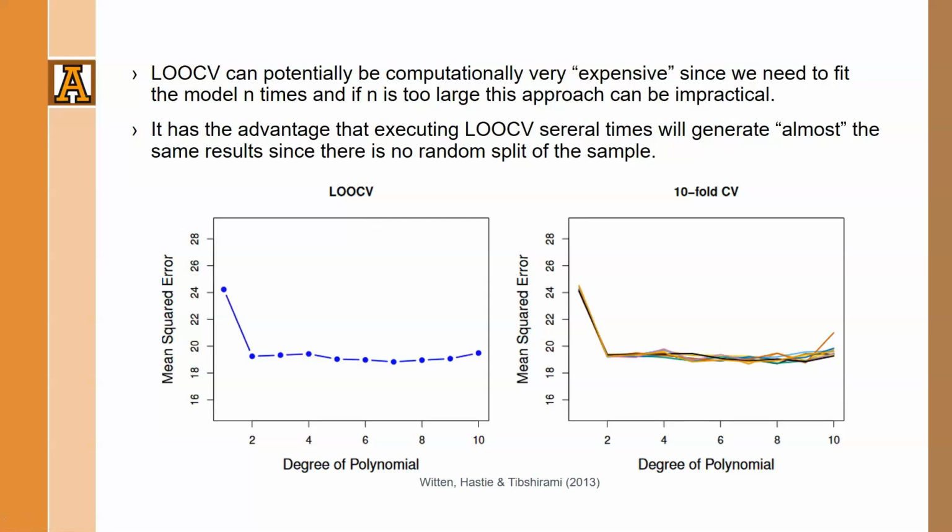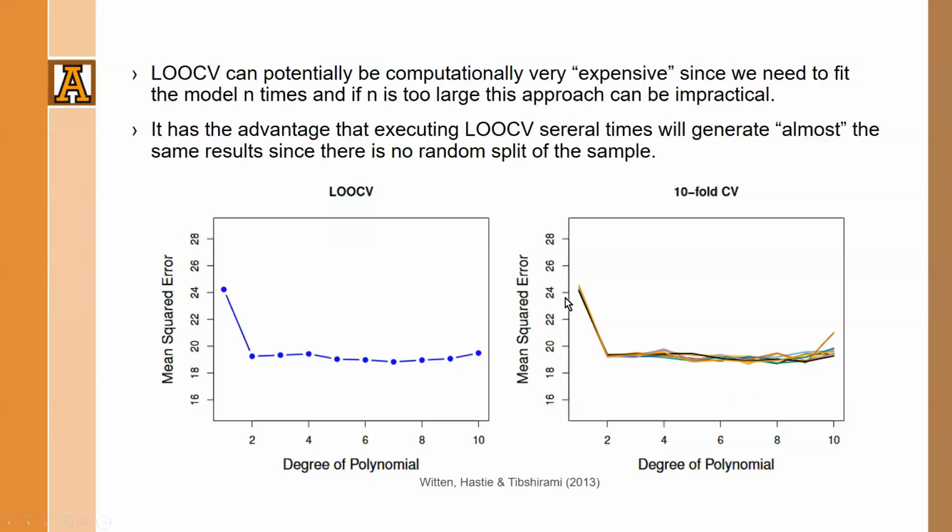Now, there's a disadvantage of that. The disadvantage is that the estimates of this mean square error are going to be highly correlated. The models are going to be highly correlated, so I will have a larger variance. The variance of this thing will be larger.